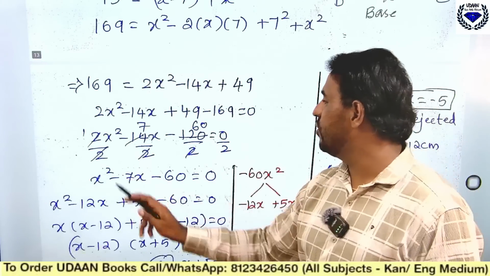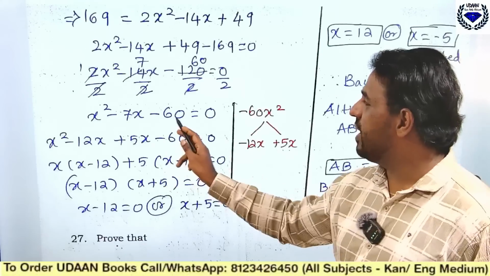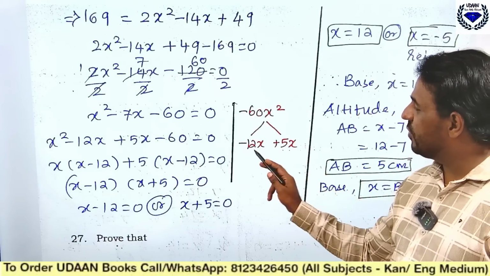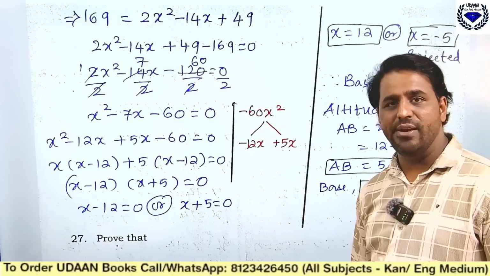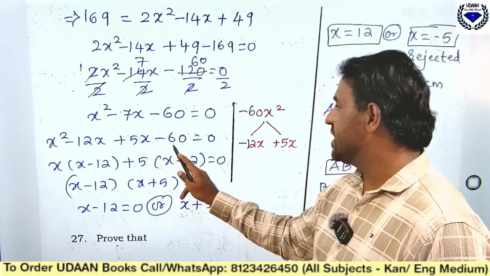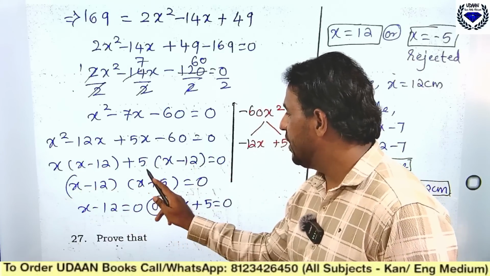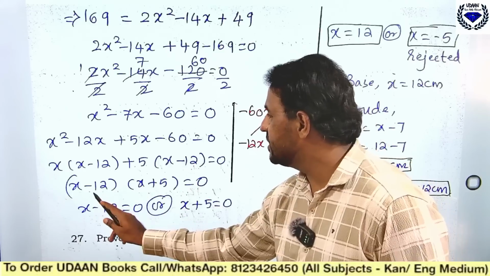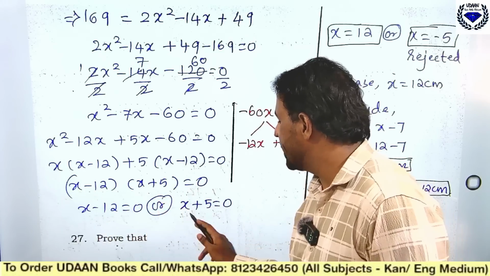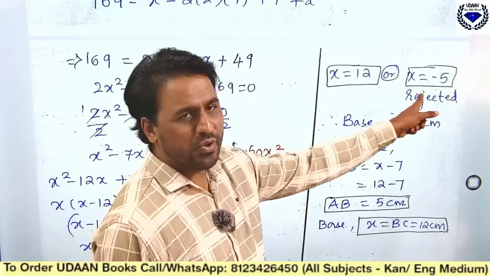All are having 2 as a common factor. Divide by 2. So you will get x square minus 7x minus 60 equals 0. This minus 60x square you can split as minus 12x and plus 5x. So x square minus 12x plus 5x minus 60 equals 0. Take x common, x minus 12. Take 5 common, x minus 12. x minus 12 is common, x plus 5. So x minus 12 equals 0 or x plus 5 equals 0. You will get x equals 12 or x equals minus 5.